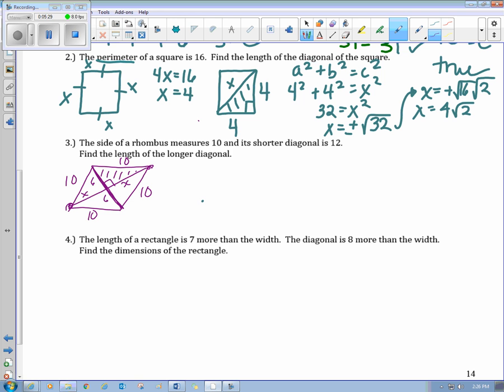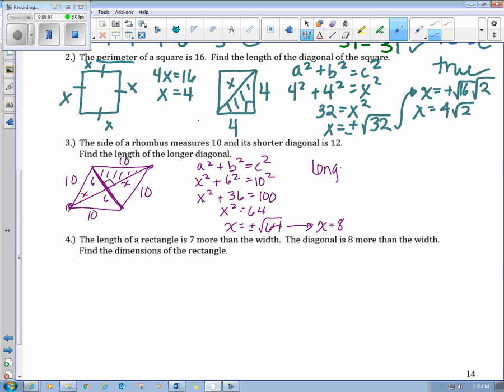So when I do Pythagorean theorem, I have a squared plus b squared equals c squared. That's x squared plus 6 squared equals 10 squared. X squared plus 36 equals 100. X squared is 64. I square root both sides and I get plus or minus the square root of 64. Obviously, we only want the positive one, so our x value is 8. Remember, the longer diagonal isn't just 8, it's 2 times that x value, so it's 2 times 8, which will give me 16. So the longer diagonal in this case turns out to be 16.